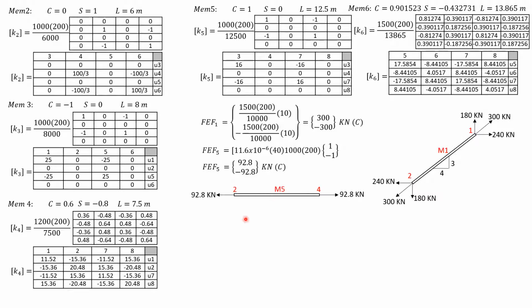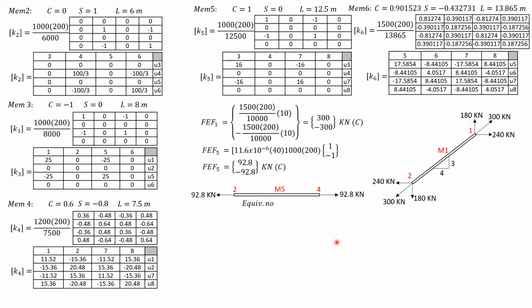So the member should be stretched outward like that. So at 2, 92.8 to the left, and at 4, 92.8 to the right. So these are the equivalent nodal forces for member 5. And because that's already parallel to the x-axis, we don't need to resolve it into components.